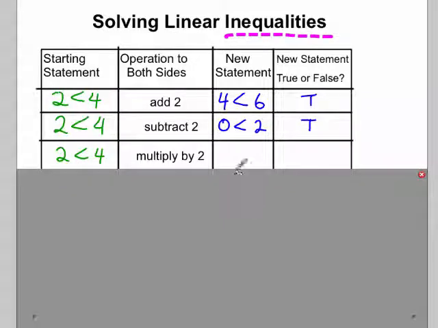Let's take another scenario. Let's take our statement 2 less than 4. Let's multiply both sides by 2. The left side would become 4. The right side would become 8. There's my sign put in. Is that still a true statement? 4 is less than 8.